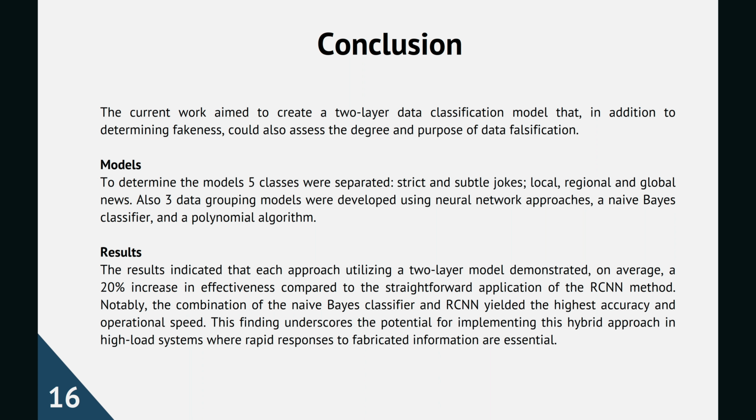In particular, the combination of the naive Bayes classifier and RCNN produced the highest efficiency coefficient. This finding highlights the potential of this hybrid approach for use in high-load systems where quick identification and response to fabricated information are crucial, such as social networks.